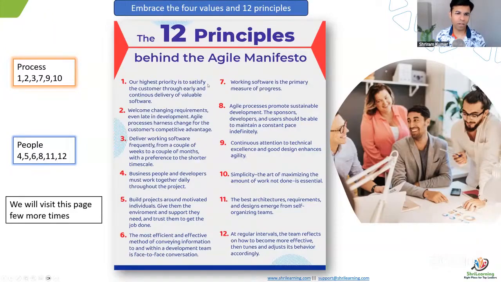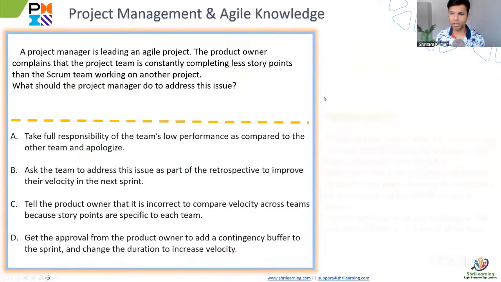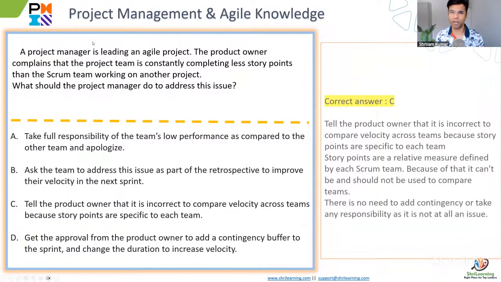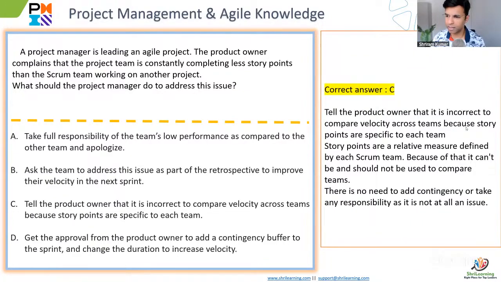All right, let's go back to the last page, and the answer goes with whatever you all said. It goes to C. Let's see why it is C. Tell the product owner that it is incorrect to compare velocity across teams because the story points are specific to each team. That's what I heard from them. Story points are a relative measure defined by each Scrum team or sometimes Agile team. Because of that, they can't and should not be compared. I heard from Bhupendra, it's unethical. Yes, we should not compare. It is not a good practice. Okay, all right.